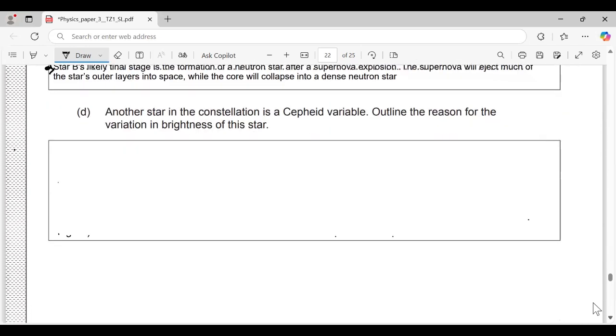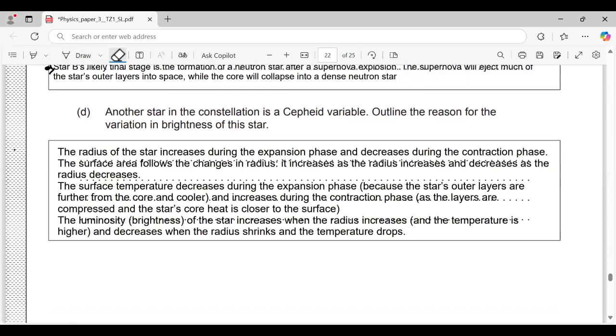Another star in the constellation is a variable star. Outline the reason for the variations in brightness of these stars. I have provided my explanation about this question. And the last one is my summary. So this is the first one, the second one, the third one, and the last one is my summary. Okay, I think that's clear.